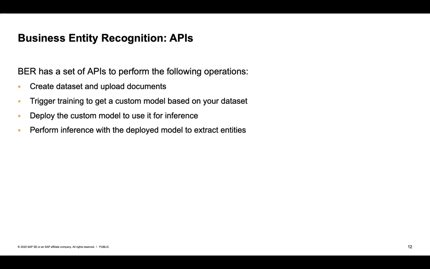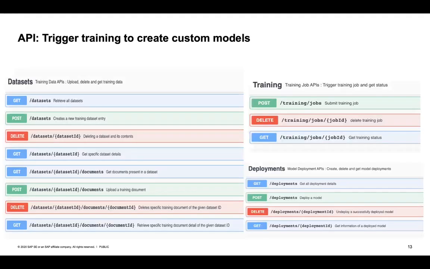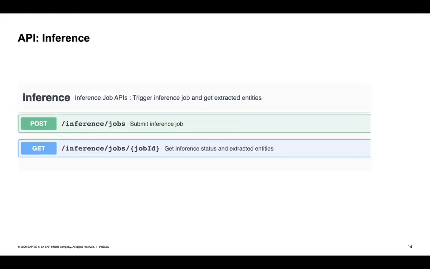This custom model is then deployed so that it can be used for inference or prediction, and then we can perform inference with the deployed model to extract entities. These are some of the APIs that you see on your screen. These are the APIs related to training. These would be the APIs that you would also get to try in the hands-on session, which would be after this presentation. And these are the APIs for inference.